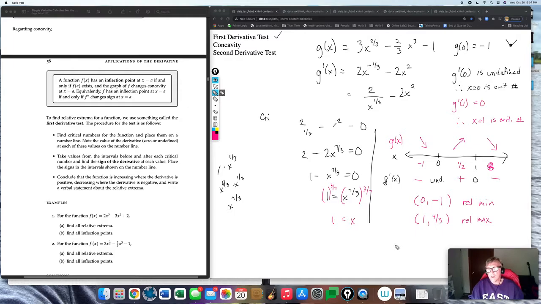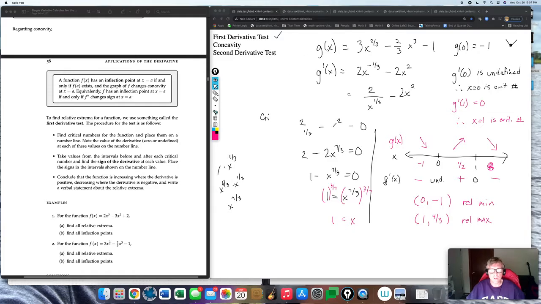Okay. Now, could we do the second derivative test on this? Maybe. I'm guessing that we really can't, because if the first derivative is undefined at 0, chances are the second derivative is also going to be undefined at 0, and you're not going to be able to put 0 into your second derivative, right? So the second derivative test is only really going to work if you have a derivative that's defined at your critical numbers.